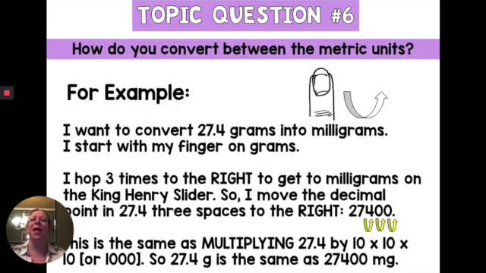For example, I want to convert 27.4 grams into milligrams. So I start with my finger on grams, and then I'm going to hop 3 times to the right to get milligrams on the King Henry slider. So I move the decimal point in 27.4 three spaces to the right. So 1, 2, 3. This is the same as multiplying 27.4 by 10 times 10 times 10, or 1,000. So 27.4 grams is the same as 27,400 milligrams.